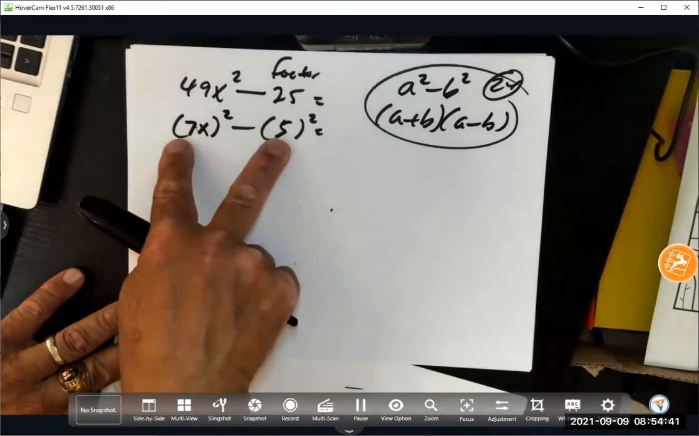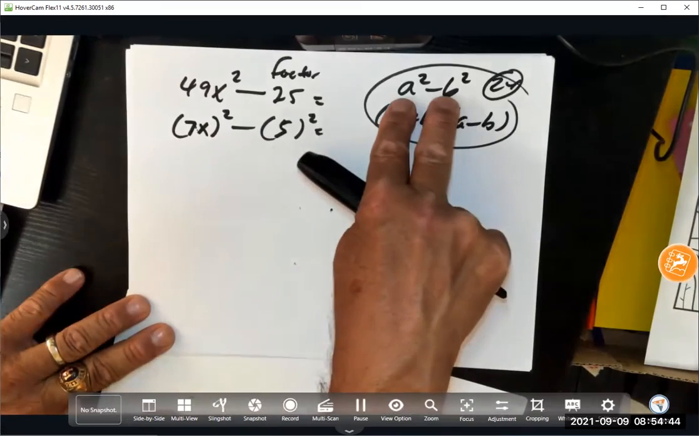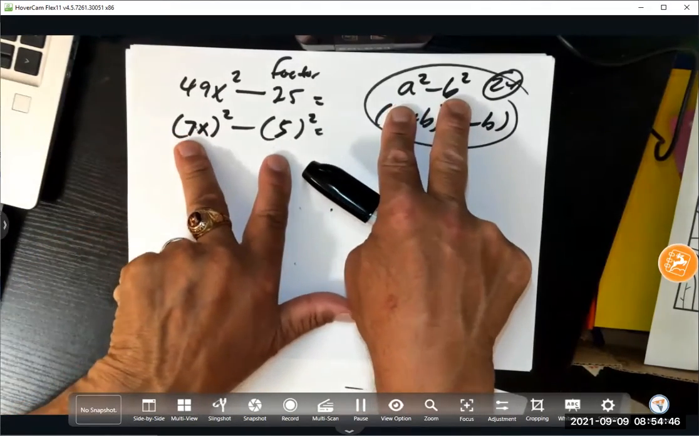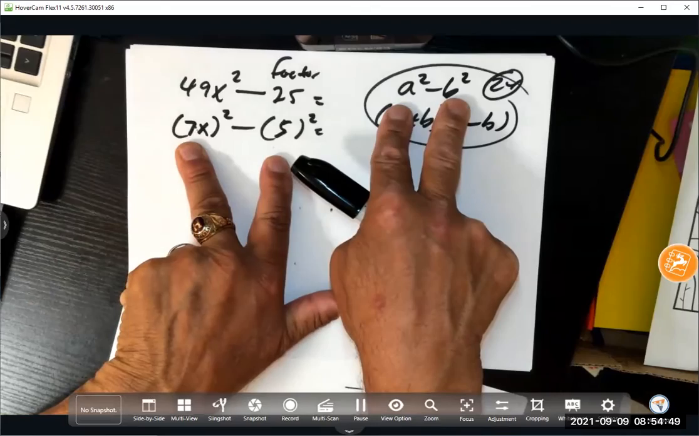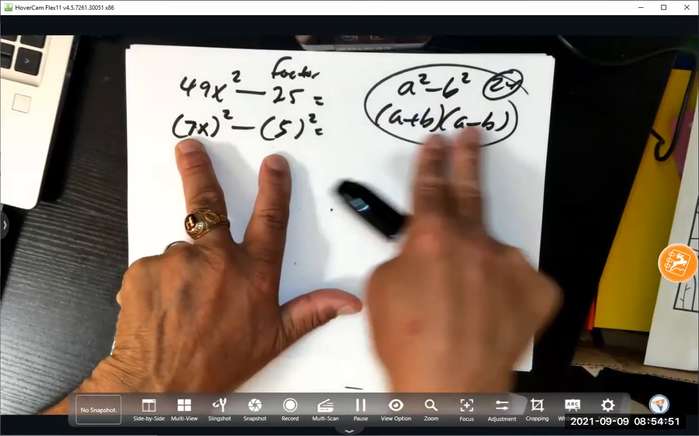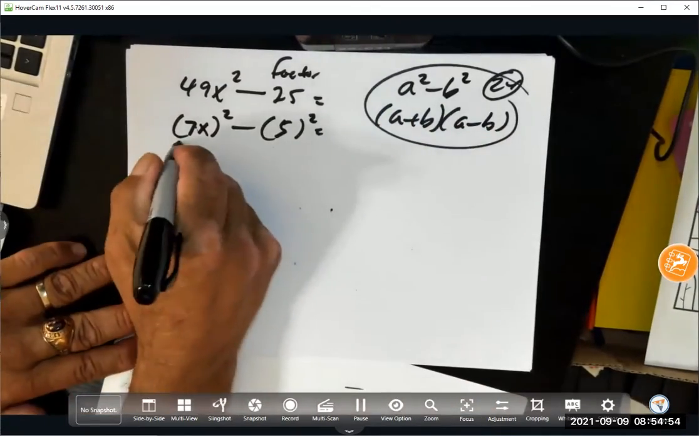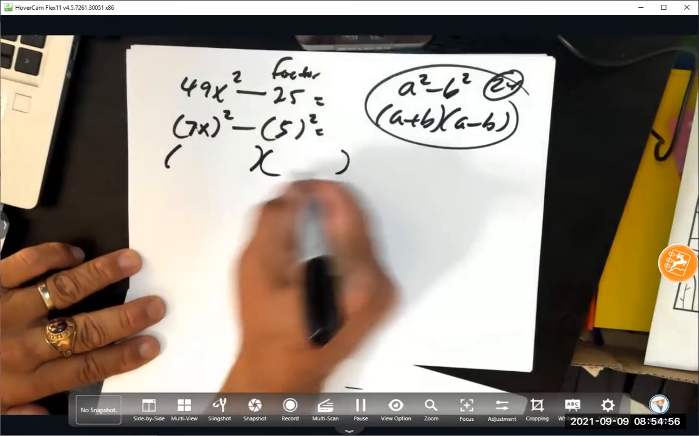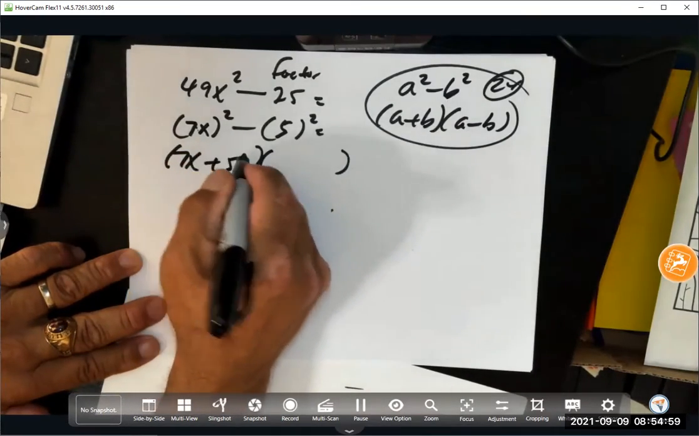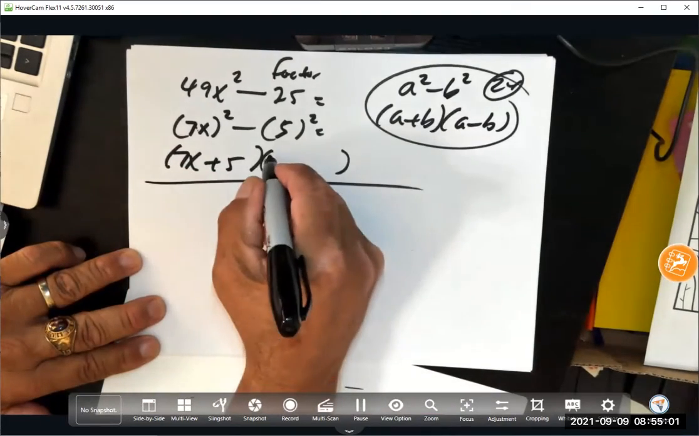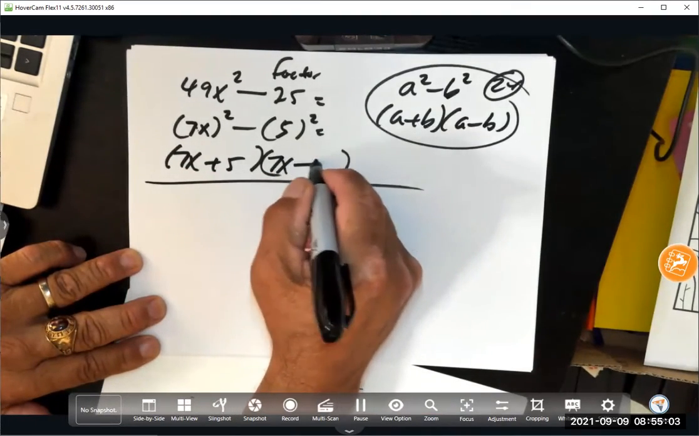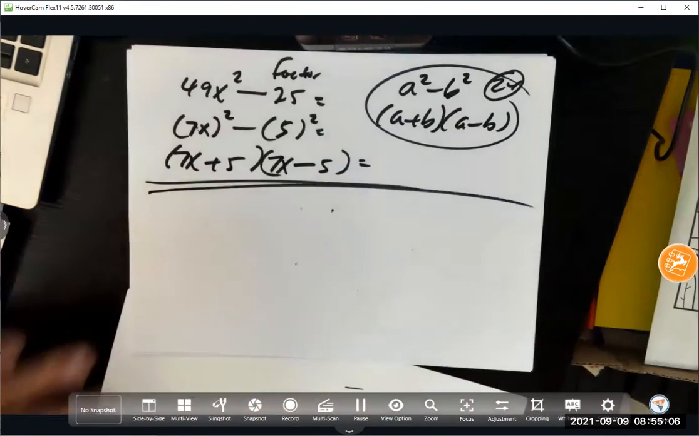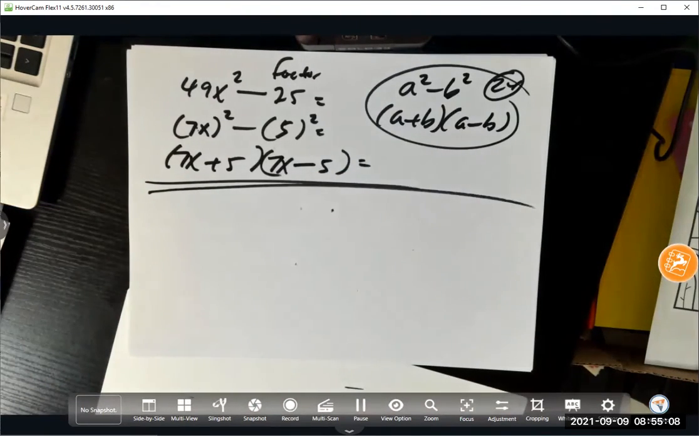Now, does it look like that one? See my fingers? Does this one match this one? Yes. Square minus square. So if it matches like this, it becomes this plus-minus thing. So it's going to become 7x plus 5, and what else? 7x minus 5. There you go. Does that make sense with the formula? Yes? It's a little scary, but it makes sense a little bit.